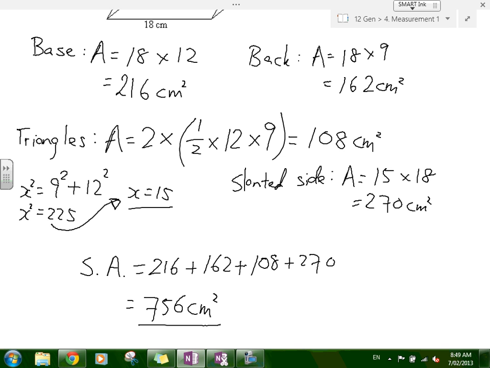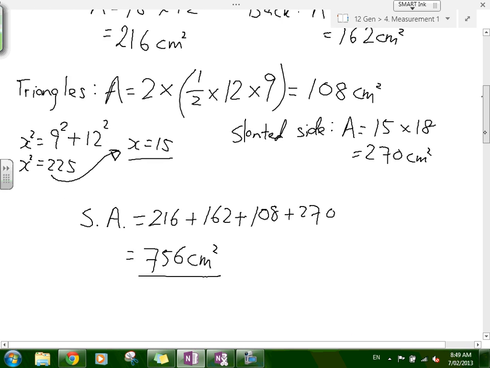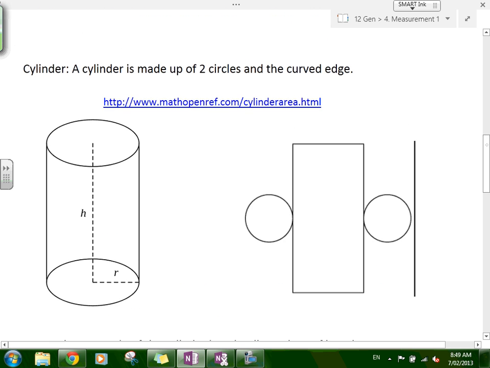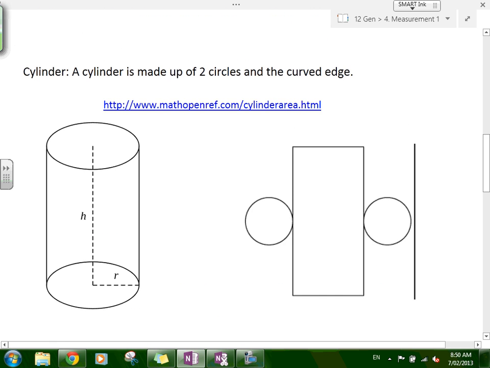Can I move on? Is that alright? Okay, next thing we're going to talk about, cylinders. Working out the volume of a cylinder is quite straightforward. But if you think about the surface area of a cylinder, you've got two circles, one on the top and the bottom, if it's a closed cylinder, and you've got the curved surface around the edge. Right, the question is, how do we work out the curved surface?